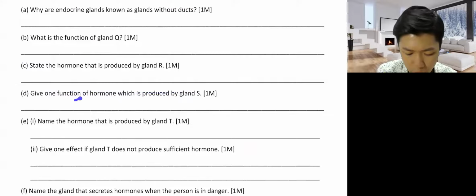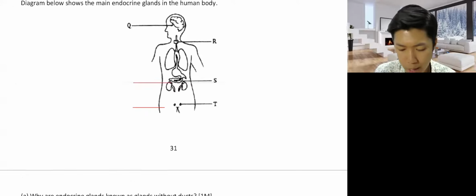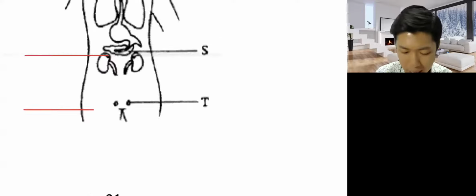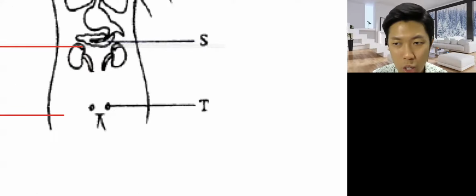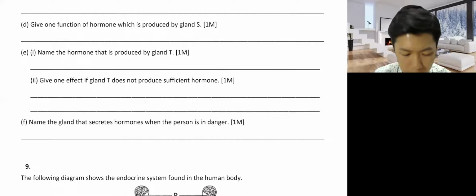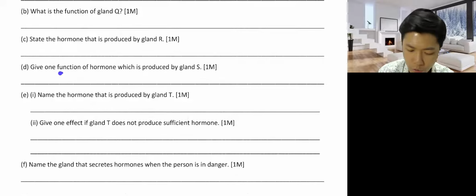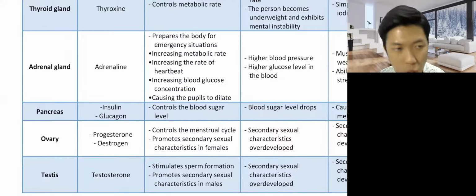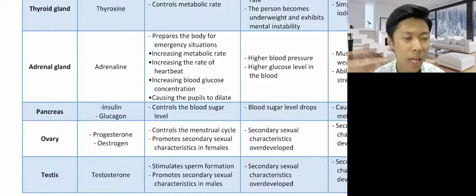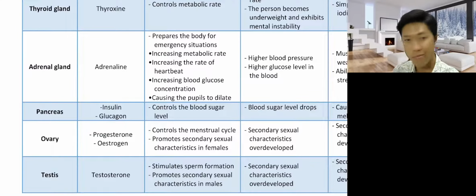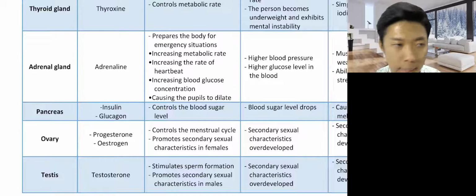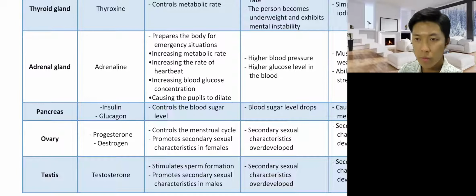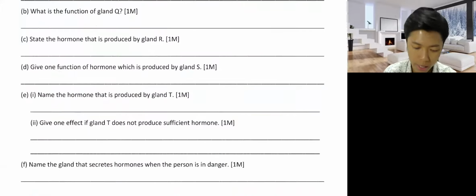Okay. Give one function of hormone produced by gland S. By the way, you already know gland S is the pancreas. Pancreas hormone is called insulin, but the question is asking for the function of insulin. Don't play, I tell you. Insulin controls the blood sugar level in the body. Controls the blood sugar level in the body. Okay, all right. Here you go.